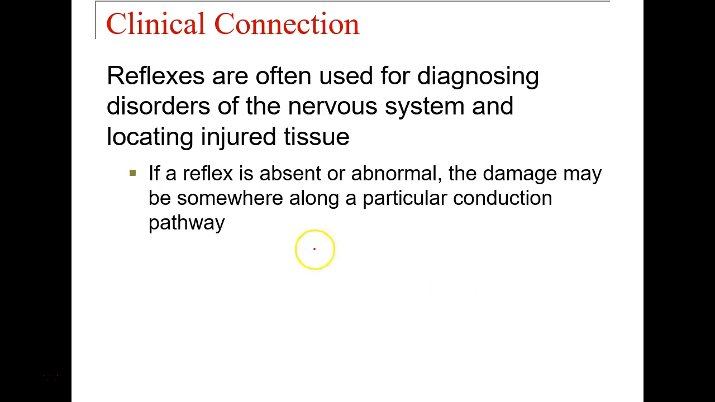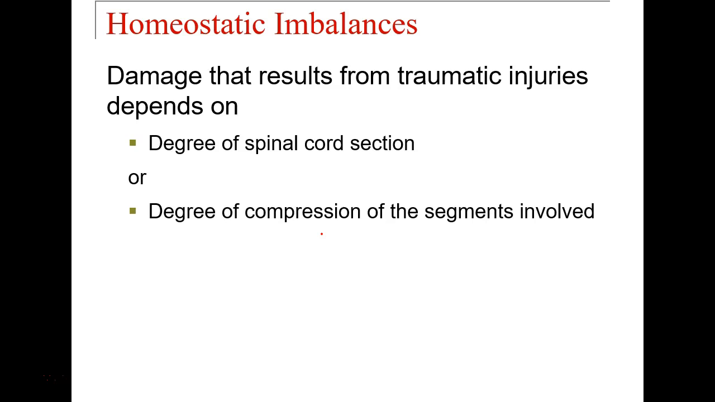Some clinical situations. If reflexes are not intact or they are abnormal, it may show some damage to a particular pathway along the nervous system. Homeostatic imbalances, we can check the degree of spinal cord section, and it depends on the degree of compression of the segments that are involved when it comes to traumatic injuries. And that is it for that chapter.